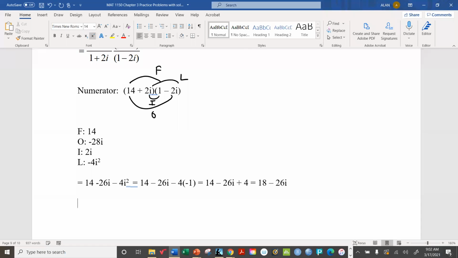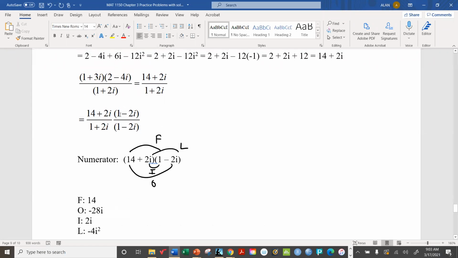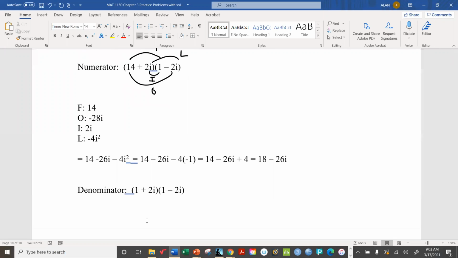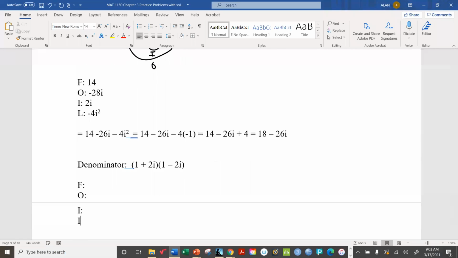All right, the denominator is 1 plus 2i, 1 minus 2i. So once again, we're going to use FOIL, but this time, because we're multiplying a number by its own complex conjugate, we should get some simplification here. It should reduce to a single constant, a real number.